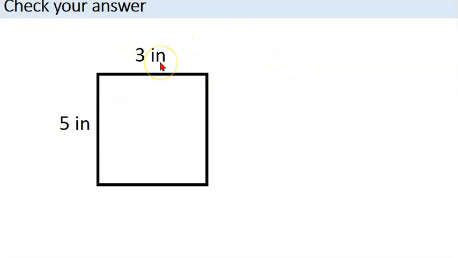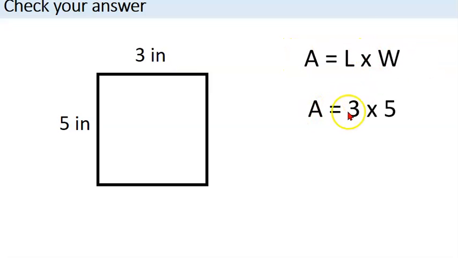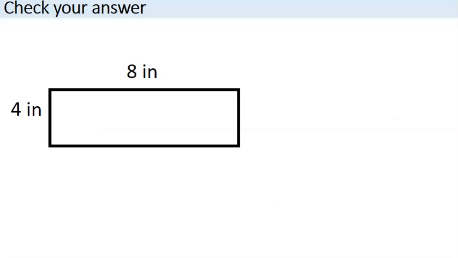For the first one, I have my area equals length times width. Area equals 3 times 5. That's my length and my width. And then I know area equals 15. But aren't I missing something? Don't forget your unit. It's inches squared. Because we're talking about the inside, we say it's inches squared. Let's move on to our next one.